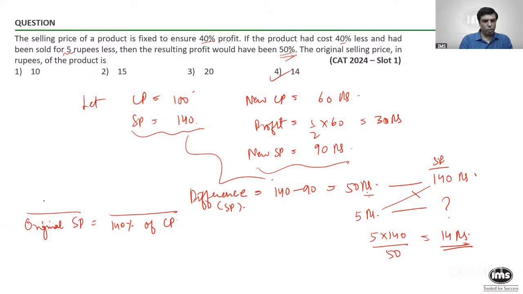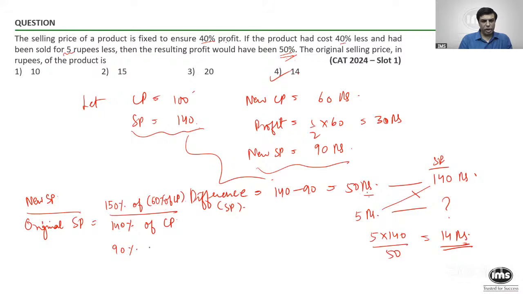And if I talk about the new selling price, he's saying that if the product had cost 40% less, which means cost price becomes 60%, and then the profit is 50%, which means selling price is nothing but 150%, not of the cost price, but of 60% of cost price. What is 150% of 60%? That is nothing but 90%.